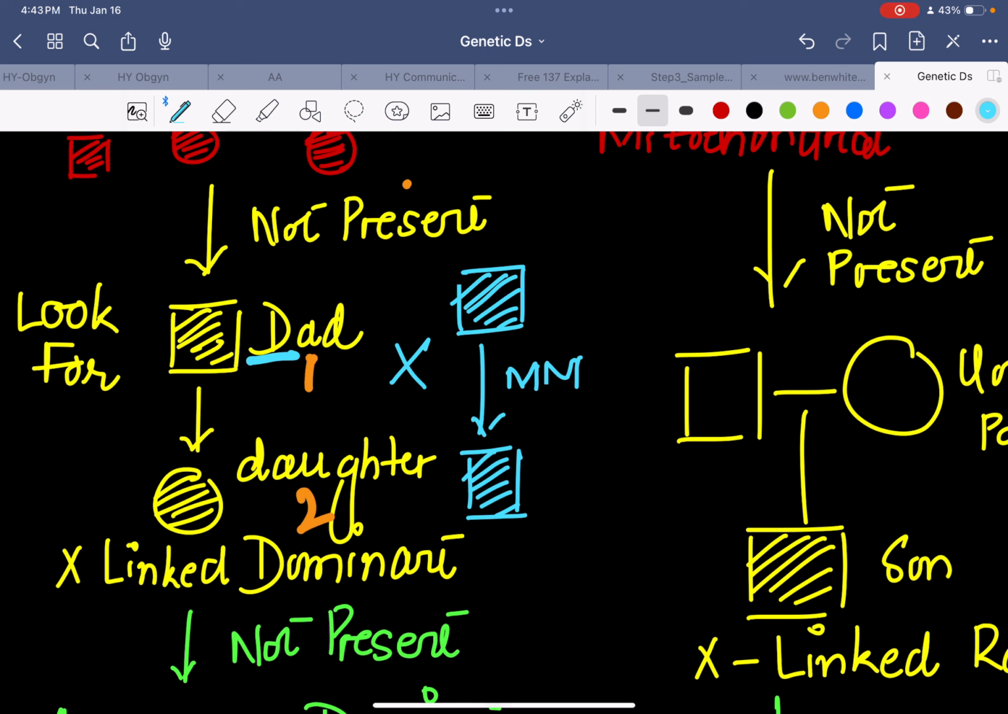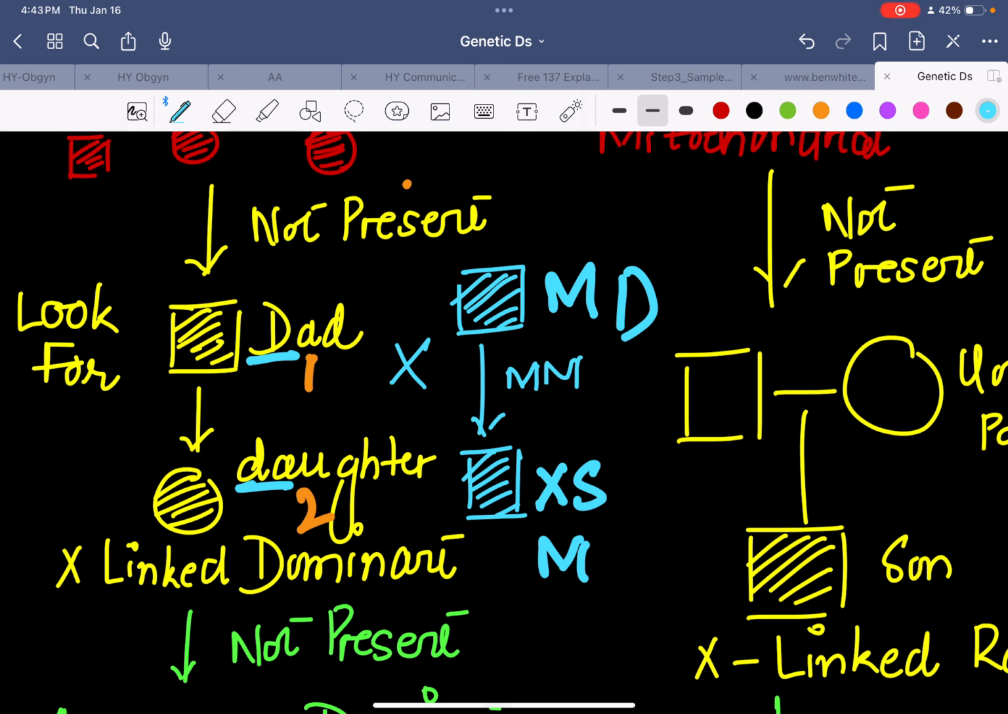So if it's going from D to D, D to D means dad to daughter, right? And none of these are going from M to M. M to M means no male to male transmission, or you can say no dad to son transmission. But it's only dad to daughter. That means it's an X-linked dominant disease.